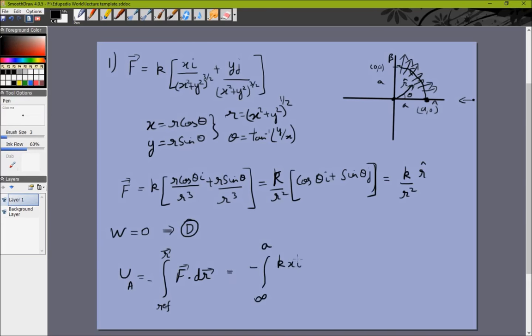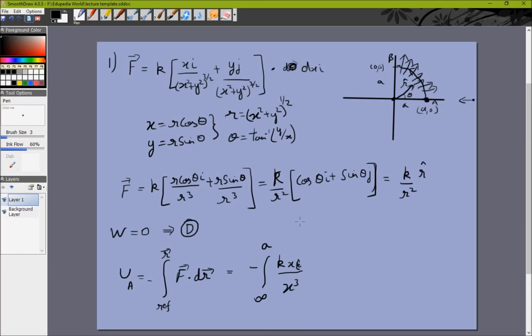of k x i cap divided by, okay, this whole term, dot dr. But dr in this case will simply be dx i cap, because there is no displacement in the y direction. And when you take the dot product, the j term will cancel out. You will just have x dx by (x square plus y square) to the power 3 by 2. Not only that, but y will be 0. So you'll get x by (x squared) to the power 3 by 2, or x by x cube.